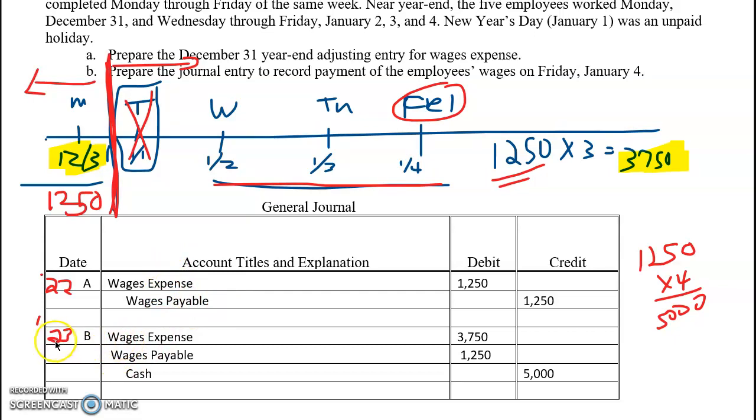Then on the day we pay it, which is January 4th, 23, wage expense $3,750 to capture these 3 and for the first few days of the new year. We'll debit wages payable because we're going to go pay what we said we're going to pay, $1,250, for a total cash of $5,000, which is what the employees are looking for. They're looking to be paid that amount.